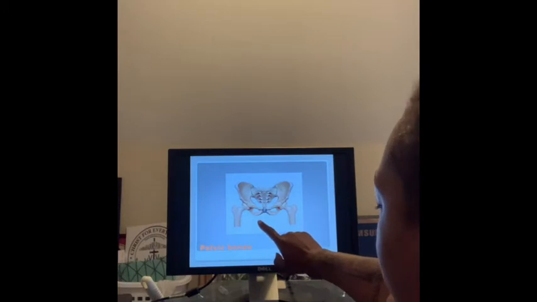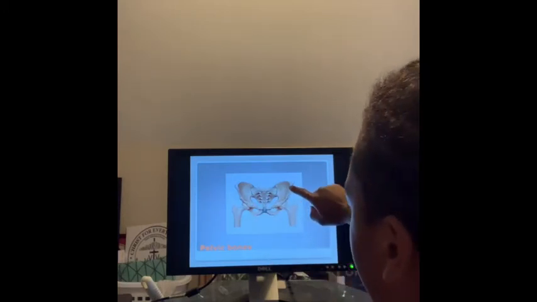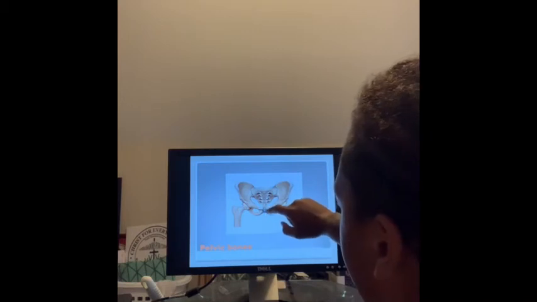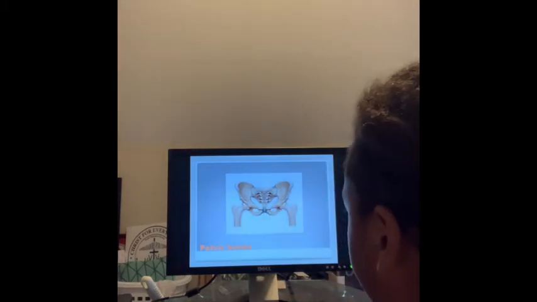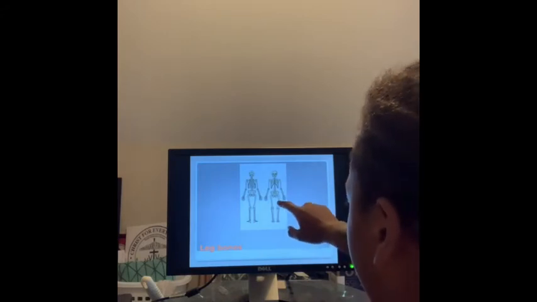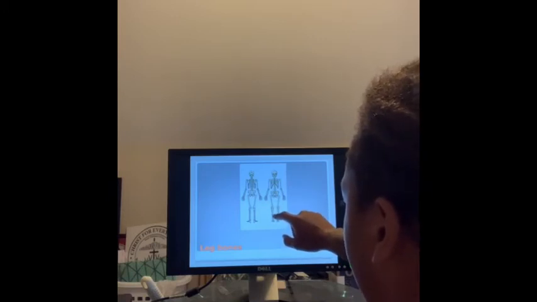You have the pelvic bone. This is the ilium, this is the ischium, and right here would be the pubis. The leg bones consist of the femur, the patella, and then you have the fibia, which is the big one, and the other one would be the tibia.